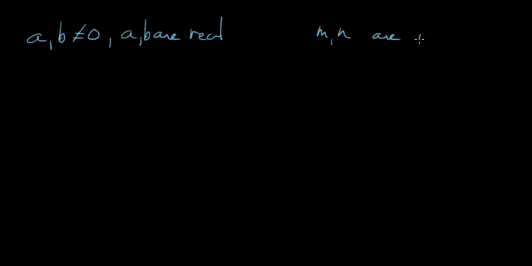Properties of exponents. A and B do not equal 0, and A and B are real. Okay? M and N are integers. Now, you have to write this stuff. You can kind of put this aside, but you have to write this because these are the conditions for what we're talking about. So the product of powers goes like this.